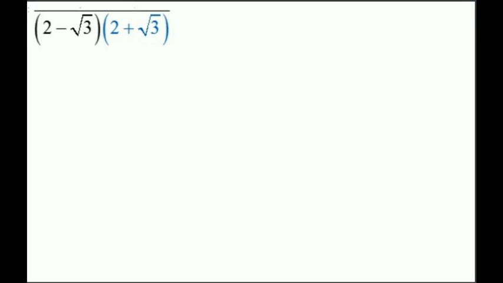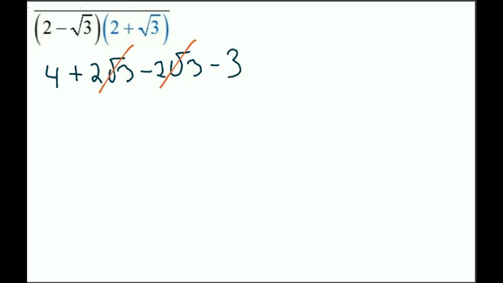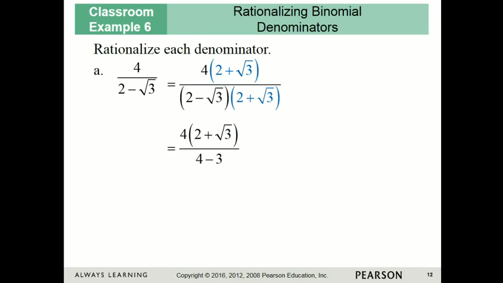So 2 times 2 is 4, plus 2 times the square root of 3, minus 2 square roots of 3, minus square root of 3 times square root of 3, which is 3. Notice the magic that is occurring in the middle part. Those middle terms here cancel out. So what we're left with here is 4 minus 3, which is what they have in the slide there. So that's what's happening in the denominator.